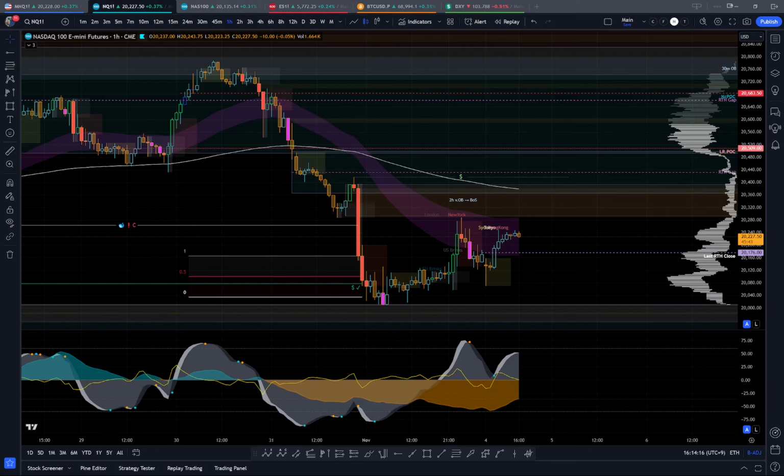Hello everyone, welcome to today's analysis of the NQ and a little bit of the ES. It is Monday, the 4th of November. And let's take a look at some price action.